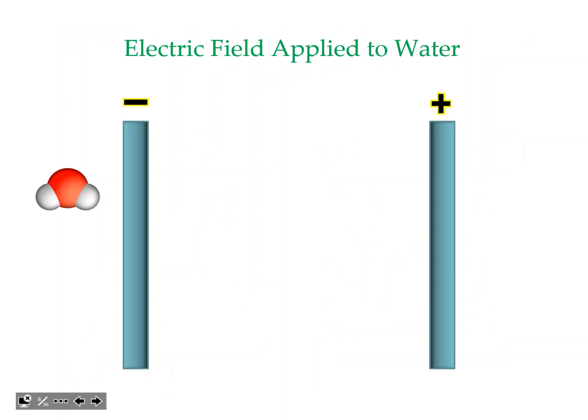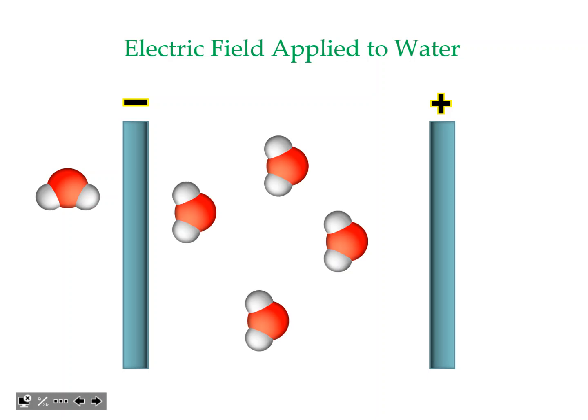Okay, so looking here, if you drew a couple of waters, this is the way they should orient. The hydrogen sides over here, these are the partial positives, should be pointing towards the negative plate. The oxygen side, the partial negatives, should be pointing towards the positive plate. So they orient themselves that way. Once again, another good example of LDFs, London dispersion, dipole-dipole, and hydrogen bonding with the H-O combination here.